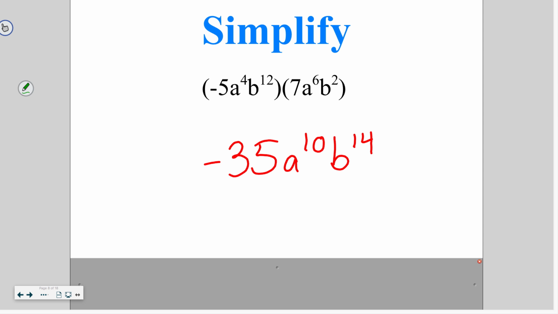-5 times 7 is -35. 4 plus 6 gives us a to the 10th. And 12 plus 2 gives us b to the 14th. If you have questions about the product of powers rule, please let me know when you get to class.